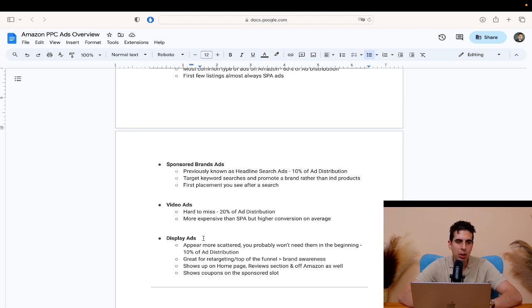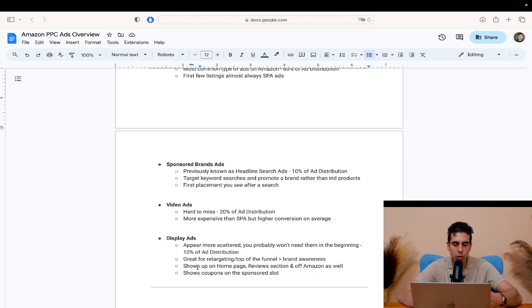This is going to be something that will kick in for you maybe like 8-9 months down the line, so you don't have to worry about this in the beginning. They basically appear scattered and will take up 10% of your ad budget even when you get to the mature stage. And display ads have their own little purpose, right? So they're great for retargeting, they're great for top of the funnel traffic, and really it's to drive brand awareness. And that is why Amazon also shows them in different areas.